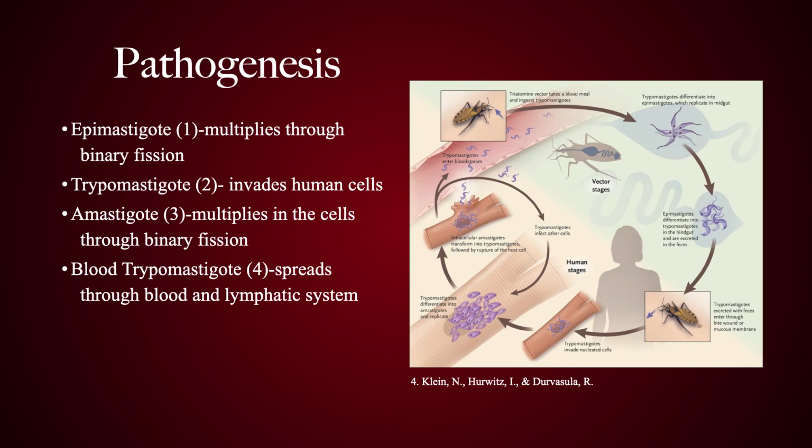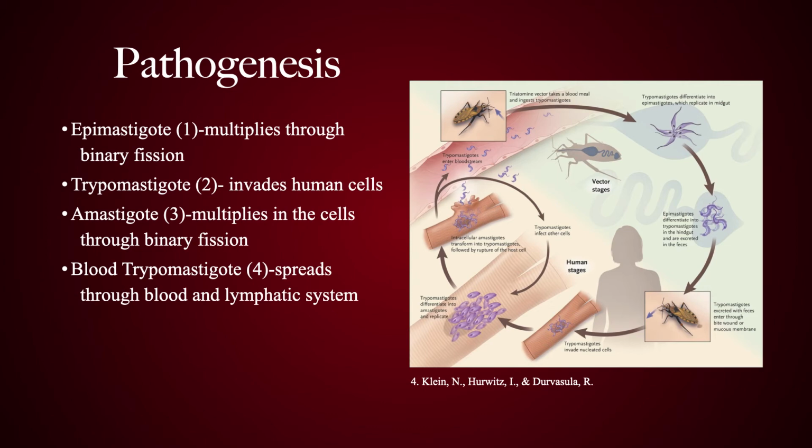Next, I will be talking about the pathogenesis. This is a diagram to the right, but I will be breaking it down for you. So the epimastigote has a flagellum that helps it swim around inside of the infected bug. Then it multiplies through binary fission, and both of those still have flagella. The trypomastigote can then invade the human cells, but this is still sitting in the bug. And then when it is injected into a human through a bite, the amastigote then multiplies in the cell when it enters the human body.